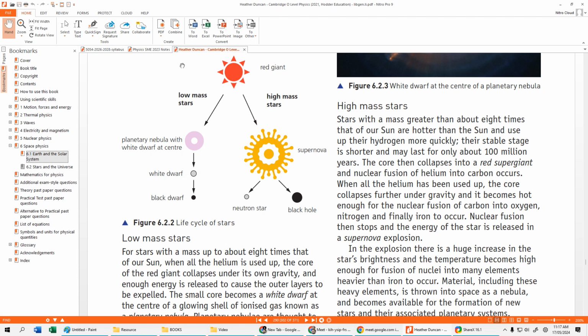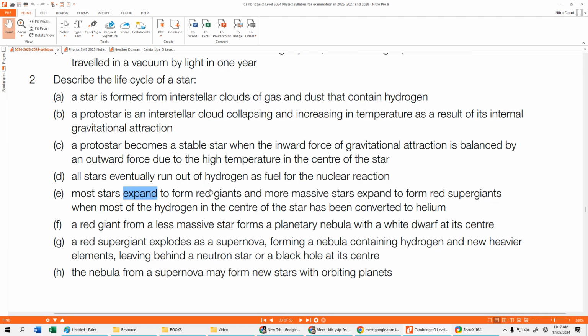If you go through the syllabus point, you can see it says most stars expand to form red giants and more massive stars expand to form red supergiants where most of the hydrogen in the center of the star has become converted to helium. A red giant from a less massive star forms a planetary nebula with a white dwarf at its center. A red supergiant explodes as a supernova, forming a nebula containing hydrogen and new heavier elements, leaving behind a neutron star or a black hole at its center.